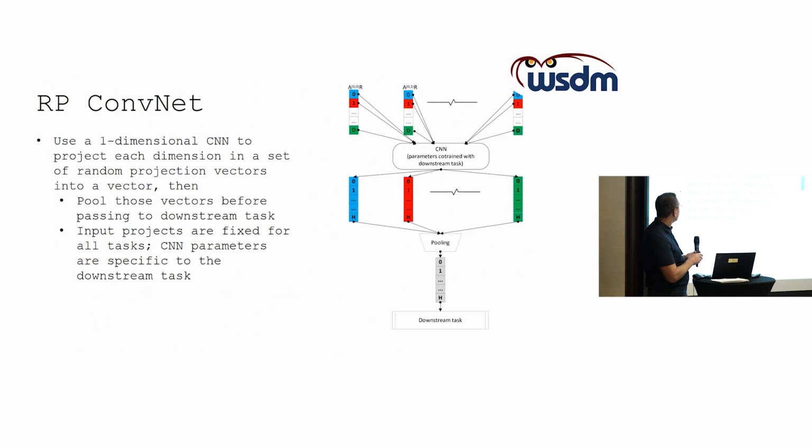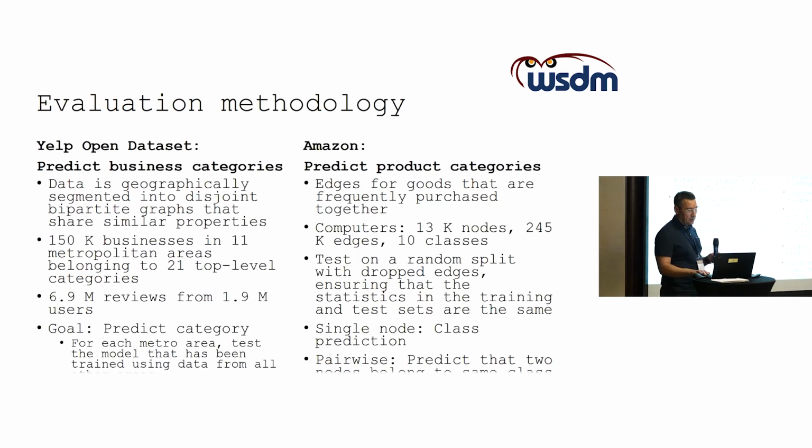RP-CondNet, where we use a one-dimensional convolutional network to project each dimension in a set of random projection vectors into a processed vector, and then pool those before passing to a downstream task. Here the input projections are fixed for all the tasks, but the parameters of the convolutional network are specific to the downstream task.